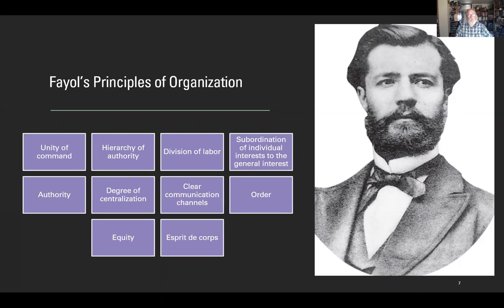Hierarchy of authority. This is really about reporting relationships. You ought to be able to, in any given company, trace who's at the top and who's at the bottom and who reports to who with a line of succession all the way from top to bottom. And you can do that with an organizational chart.